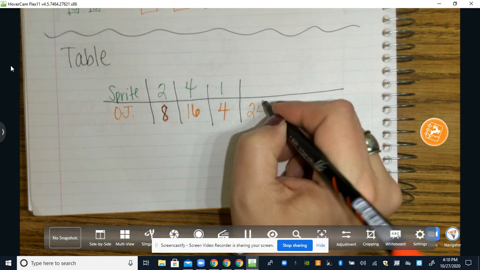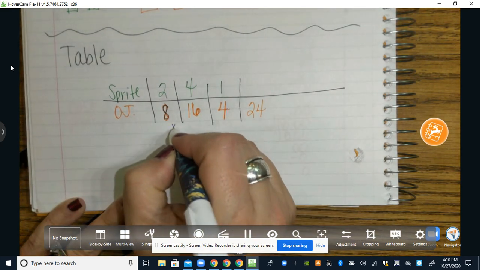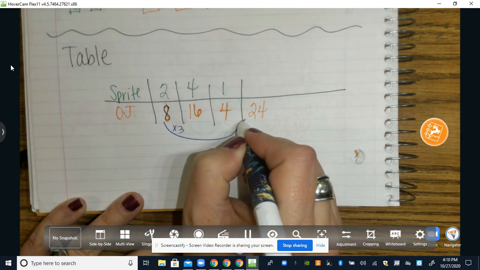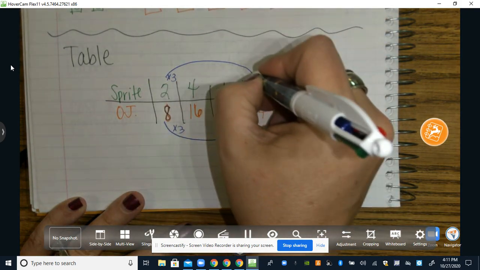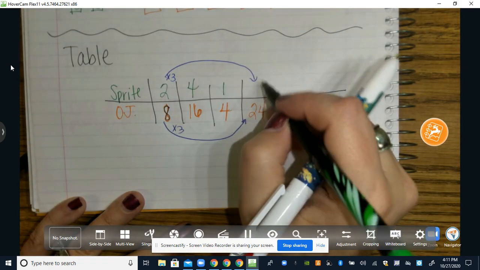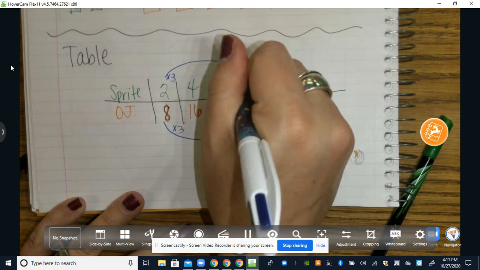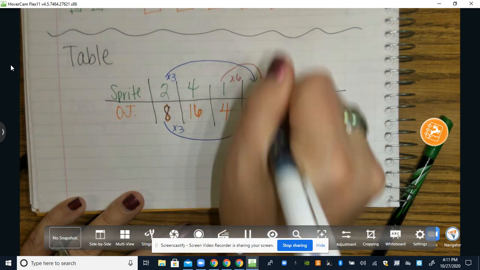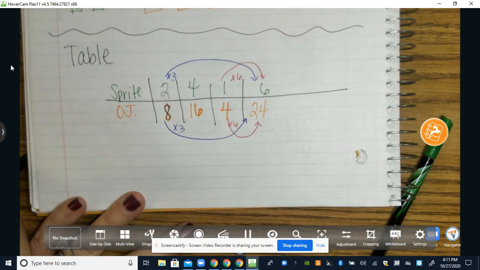There are several different ways where I can get to 24, and let's look. So I could first say, well, 8 times 3 gives me 24. So 2 times 3 gives me 6. That's one way. I can say, oh, look, I have the unit rate. So 1 times 6 gives me 6. 4 times 6 gives me 24. That's the second way to do it.